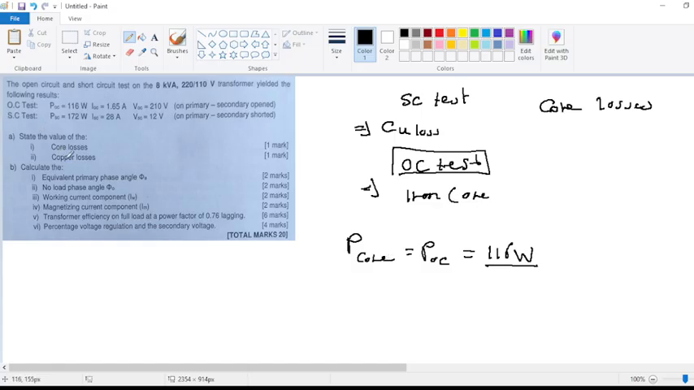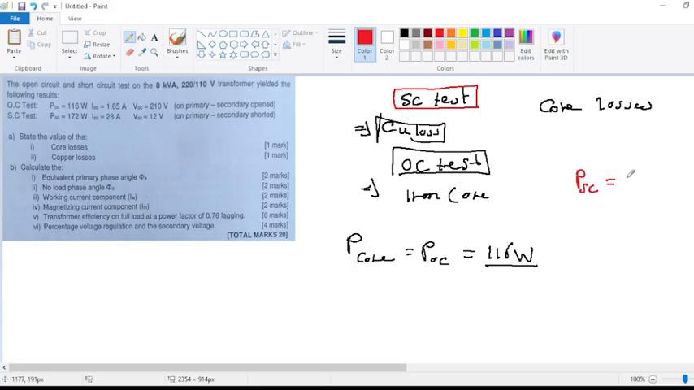Then when it comes to the copper loss, we are dealing with the short circuit test here. The short circuit test is the one where you concentrate on the copper losses. On the short circuit test, we've been given the current as 28 amps. Then the wattmeter reading, which is the power, has been given as 172.